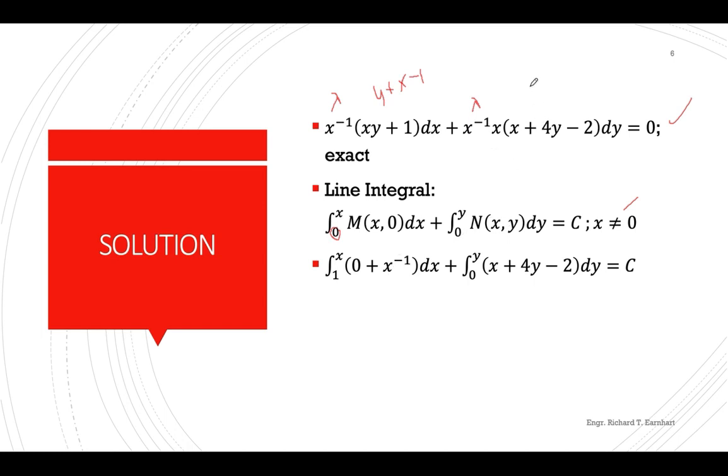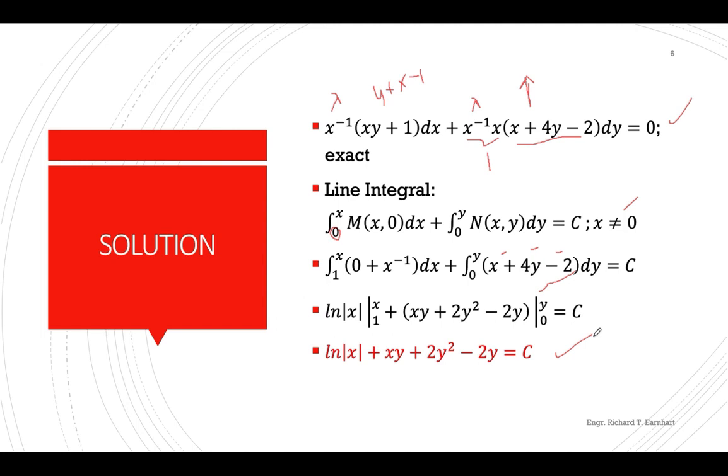And then copy, this one is x plus 4y minus 2, because this one is equal to 1. So x plus 4y minus 2. And then integrate, 1 over x is ln of x from 1 to x. And then integral with respect to y, so x is constant, so integral of 1 is y, and 4y squared over 2 is 2y squared, negative 2y, from 0 to y. When y is equal to 0, it is 0, so we have xy plus 2y squared minus 2y. ln of x is ln of x minus ln of 1, which is 0, and therefore this is your general solution.